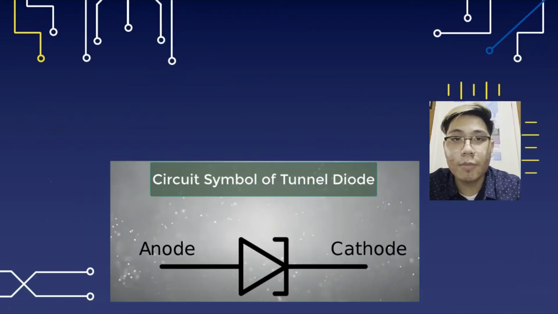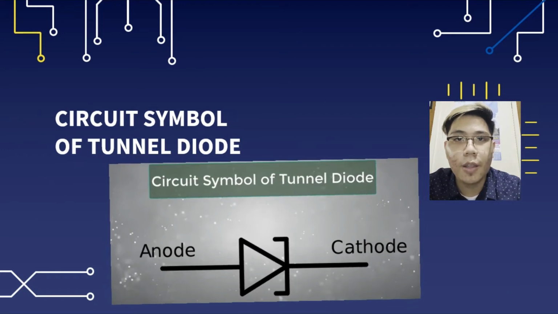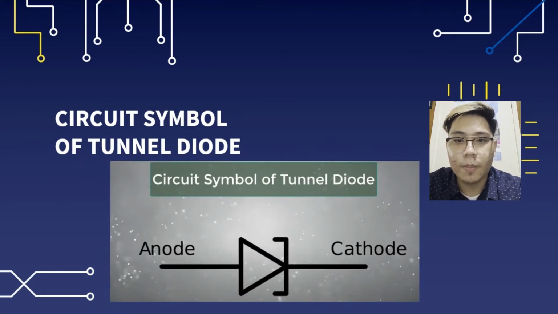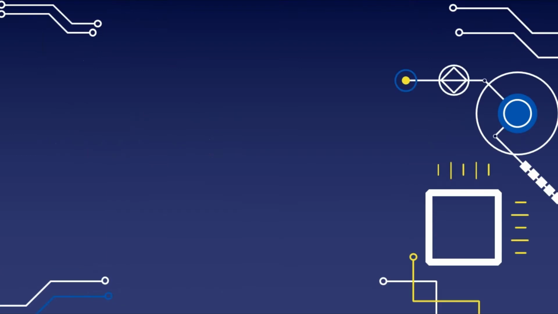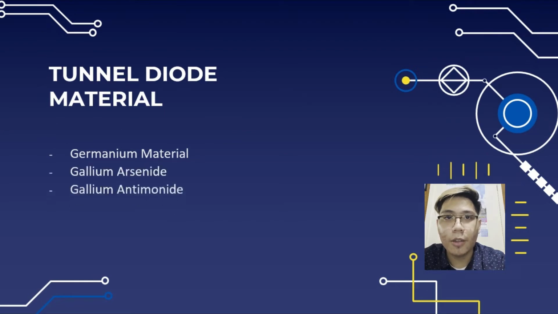This is the circuit symbol of a tunnel diode. You can see the anode and the cathode. Materials used in a tunnel diode are germanium, gallium arsenide, gallium antimonide, and silicon.